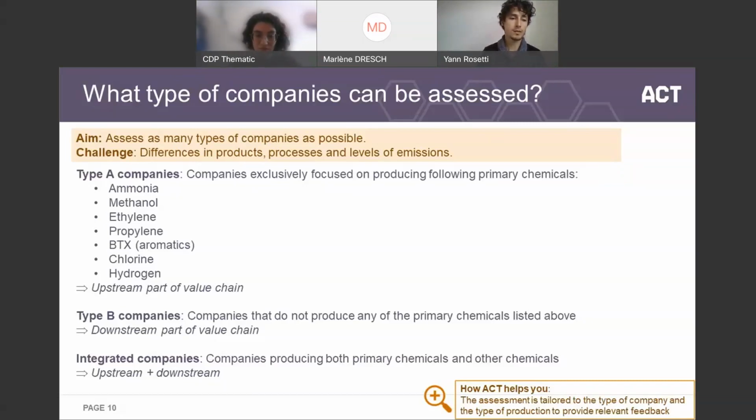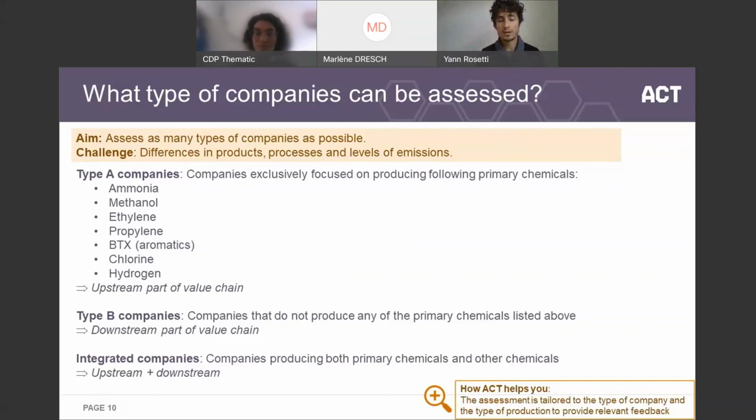Then we defined the type B companies, which are the ones that do not produce any of the primary chemicals listed above. So they are, this time, located in the downstream part of the value chain. And of course, we are also considering the integrated companies, which are the ones producing both primary chemicals and other chemicals. So their activities are located in both the upstream and downstream parts of the value chain.